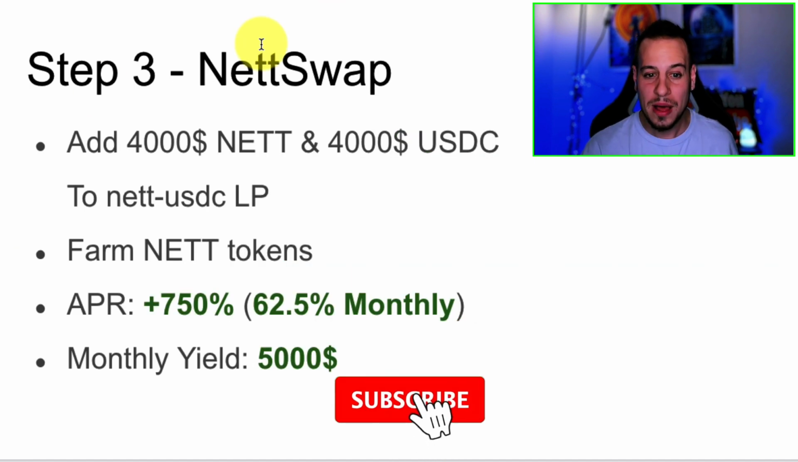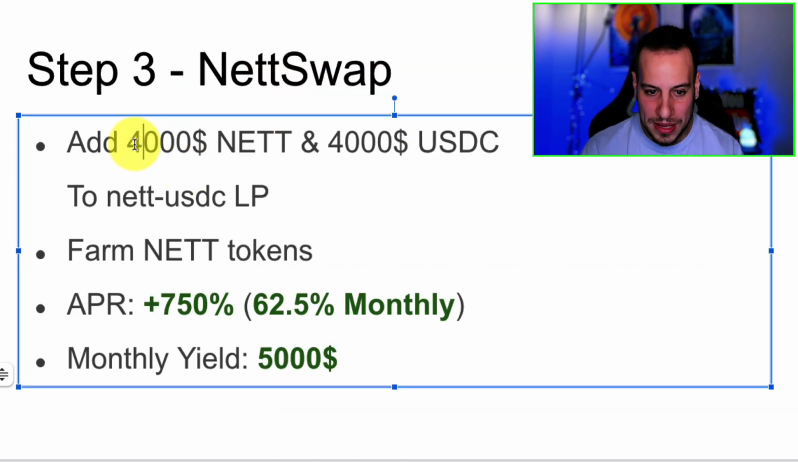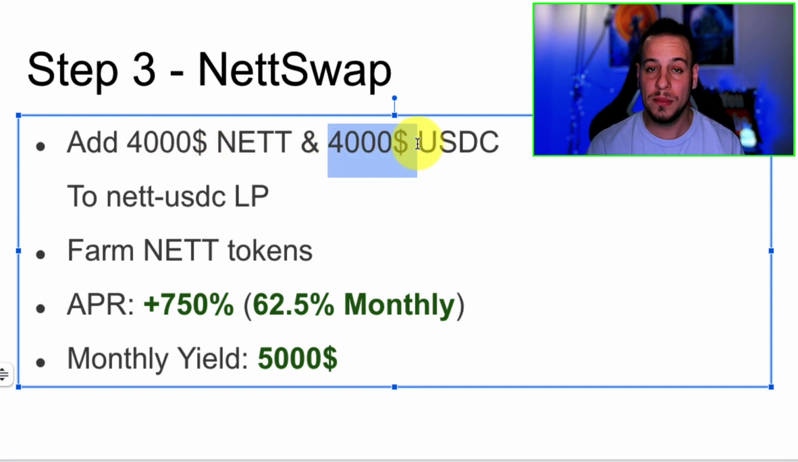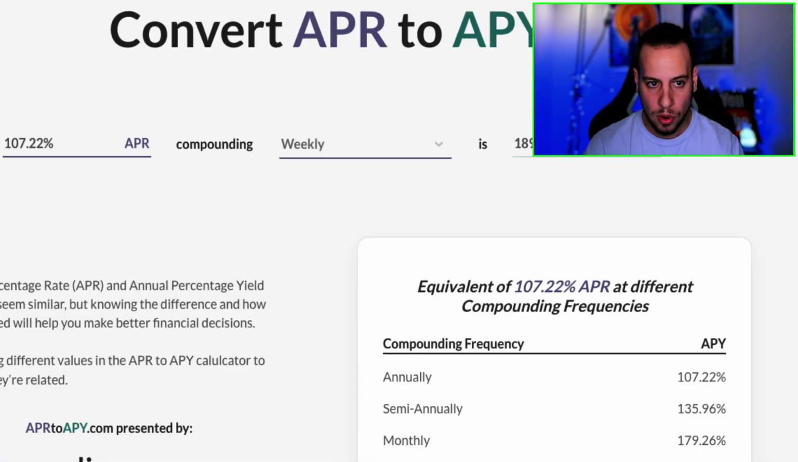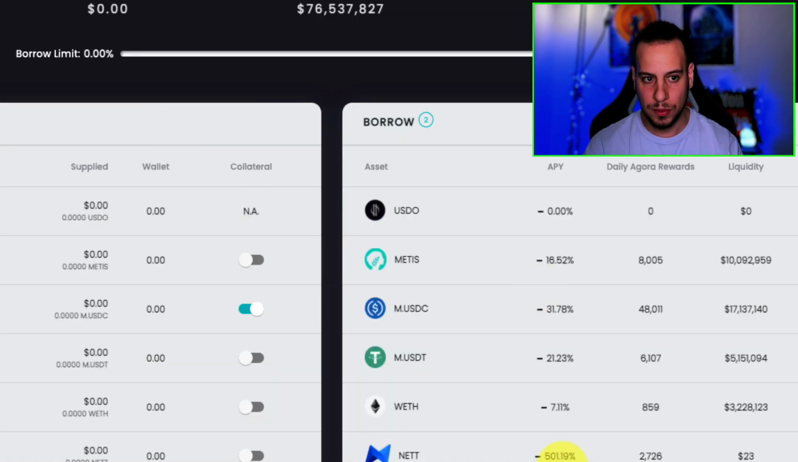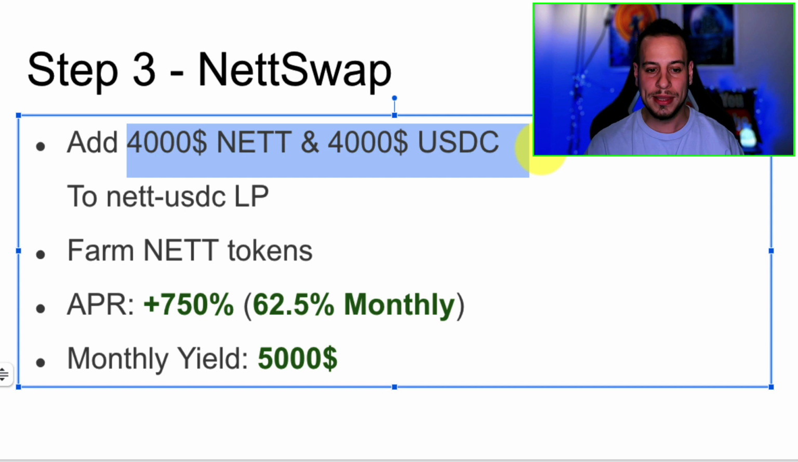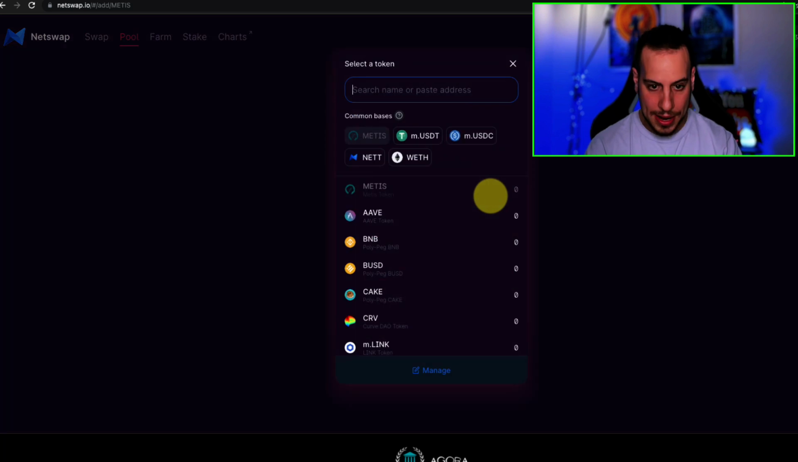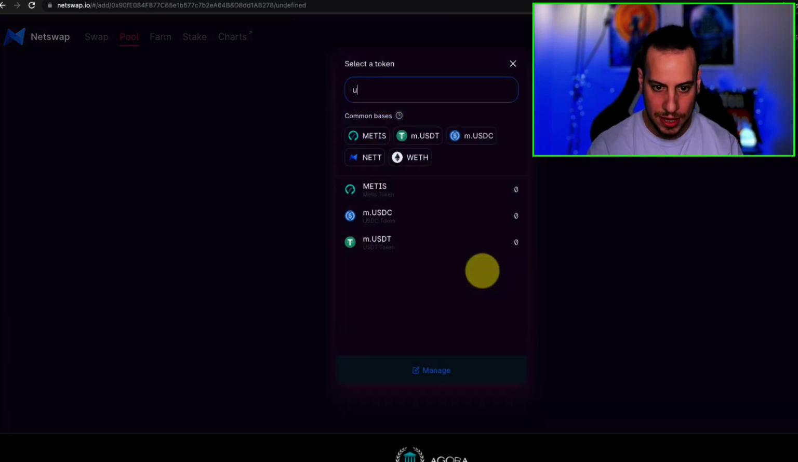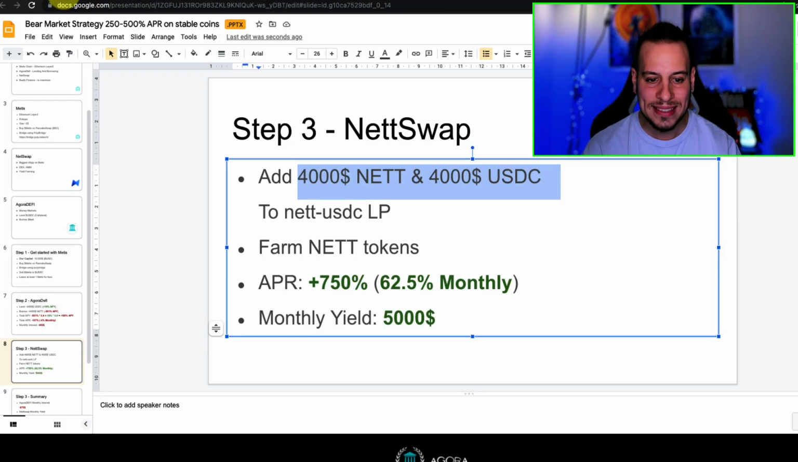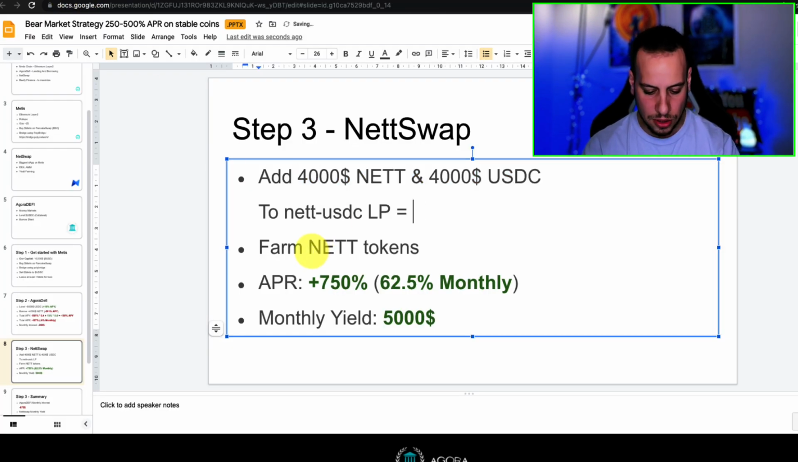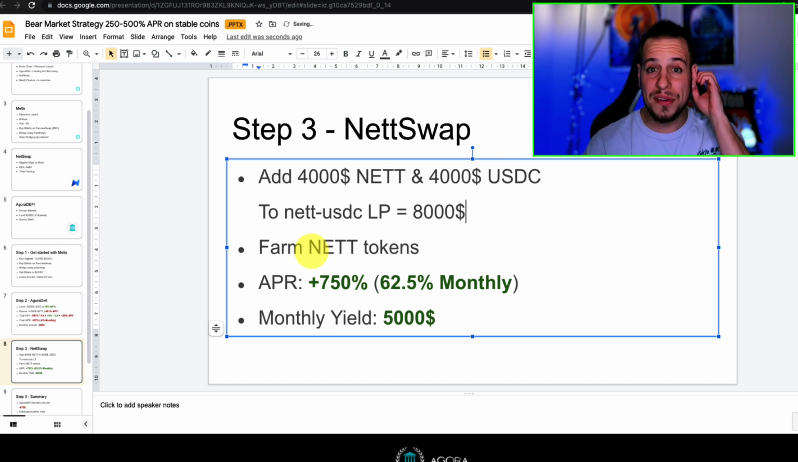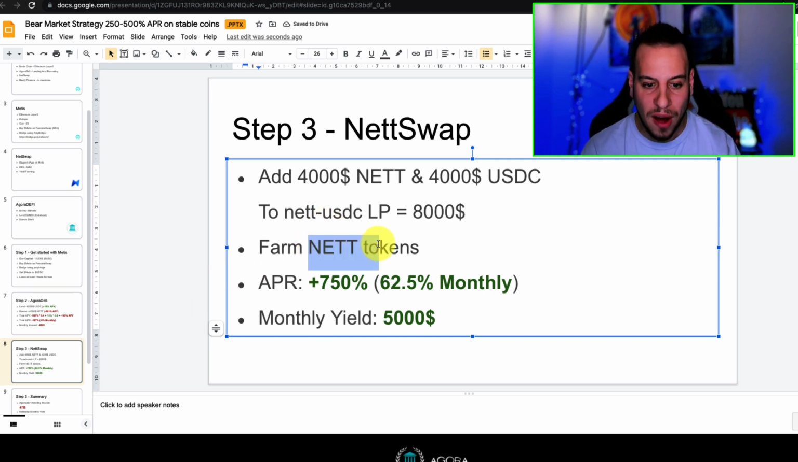So the next step is actually provide liquidity on NetSwap. So remember that we have 4,000 USDC left because we lent only 6,000. So we have 4,000 USDC left, and we have 4,000 Net left because we borrowed assets from AgoraDefi. We took it, right? So this is what we have on our wallet right now. What we're gonna do, we're gonna go to NetSwap pool and add liquidity for Net and for USDC. So in total, we are adding $8,000, okay? So it's in total $8,000 of liquidity of Net USDC, and we're gonna farm Net tokens.